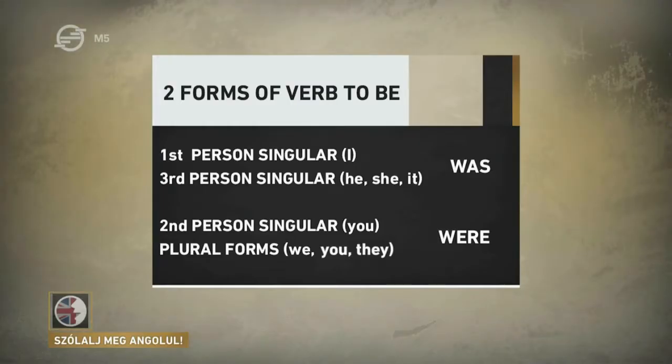We use was for the first person singular and the third person singular forms. So, if we're talking about I, or he, she, or it, then we use was. I was, he was, she was, it was. Simple. If we're making a sentence with the second person singular, you, or the plural forms, we, you, and they, then we use were. Easy.